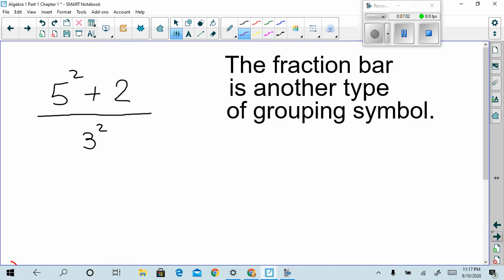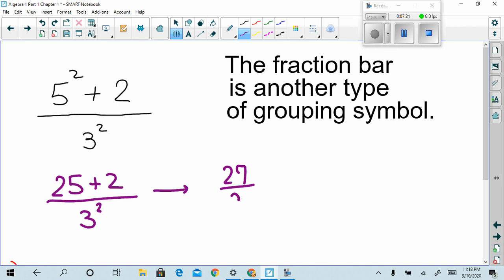And I did mention another grouping symbol, and that's called the fraction bar. When I see a fraction bar, that tells me that I want to perform all the operations on the top. 5 squared is 25 plus 2, and that's divided by 3 squared. This is going to lead me to 27 over 9, and 27 divided by 9 is going to give me a simplified answer of 3.